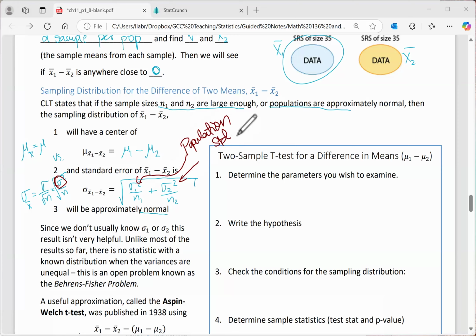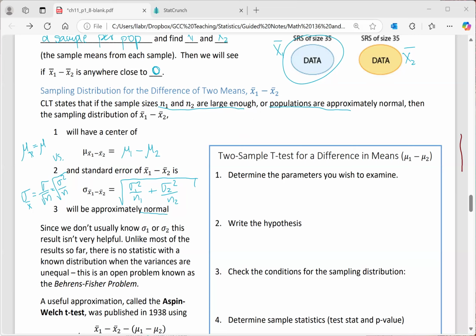So I know the population standard deviation for group 1, in other words, the pregnant women who smoke, and I know the standard deviation of group 2, the pregnant women who don't smoke. But unfortunately, I don't even know the center of these populations. That was the whole question that I was trying to answer. What is the center? What does their mean?